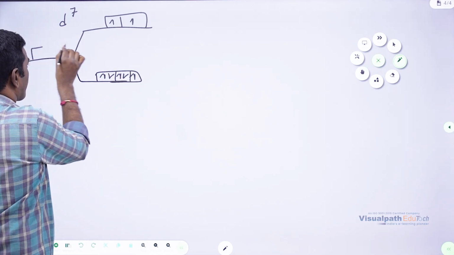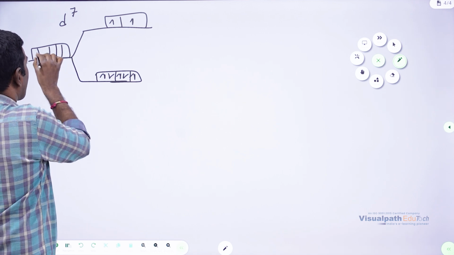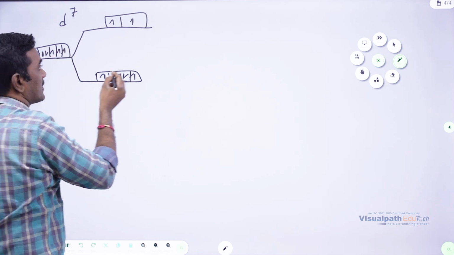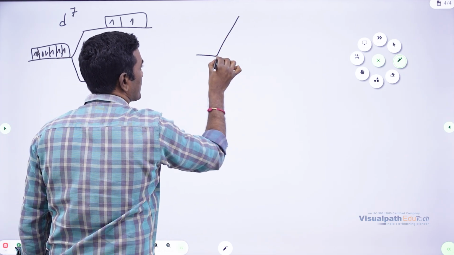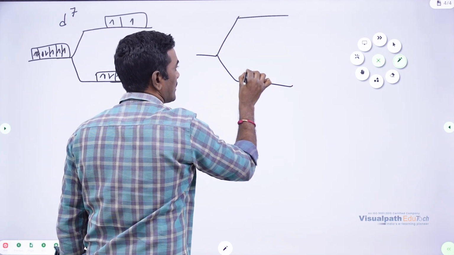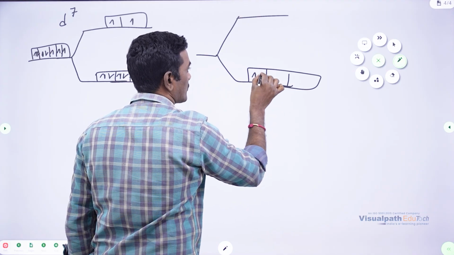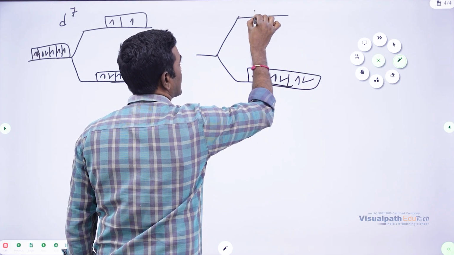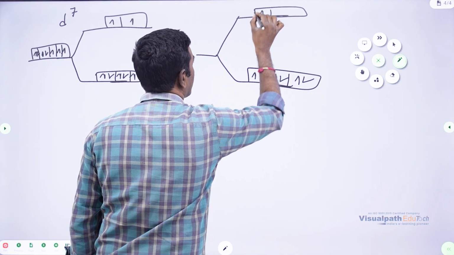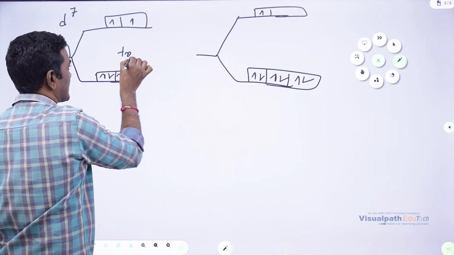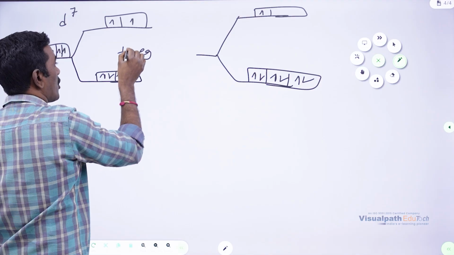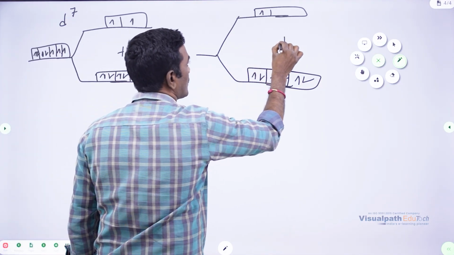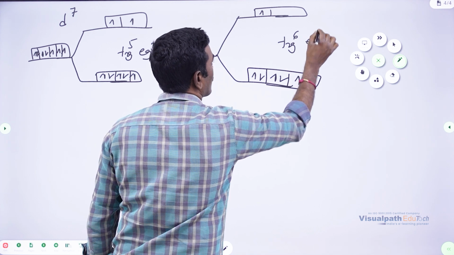High spin is the same: one, two, three, four, five, six, seven. Right? Here for low spin it is going to be how much? One, two, one, two, three, four, five, six and the seventh electron is going to enter here. So let us write the configuration like this. t2g, eg, so how many electrons are there? t2g 6, eg 1.